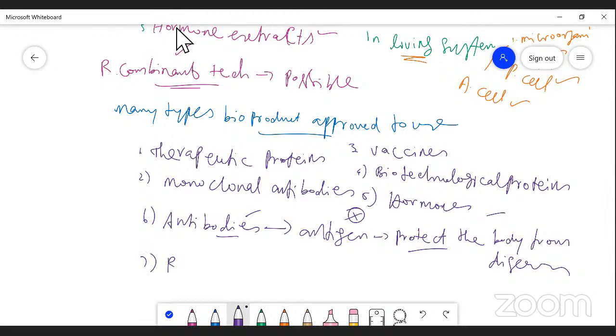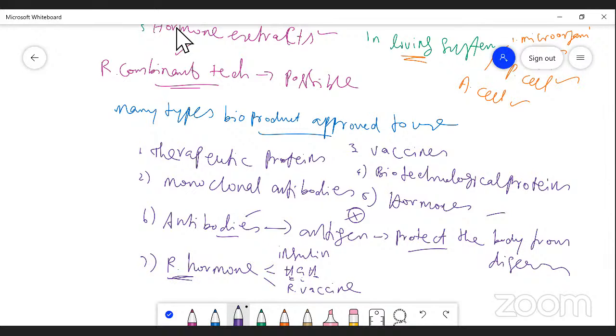Recombinant hormones also are produced. Recombinant hormones like what? Insulin. HGH, that is called human growth hormone. And recombinant vaccine. These all are recombinant hormones.